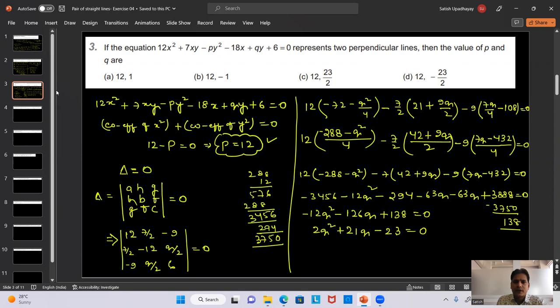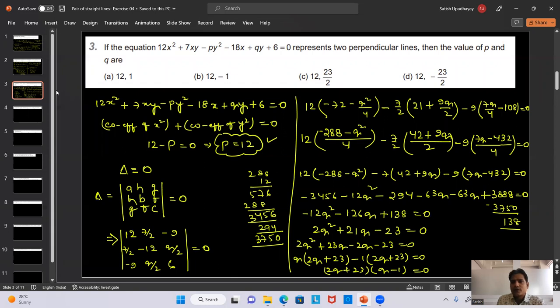Right. So 23 into Q, we can break it as 2Q square plus 23Q minus 2Q minus 23 equal to 0. So we can take Q common. We will have 2Q plus 23, right? And minus 1, 2Q plus 23 equal to 0. So from here, we get 2Q plus 23 into Q minus 1 equal to 0. So what we got? We got the value of Q as 1 or Q as minus 23 upon 2. So this will be the value of Q.